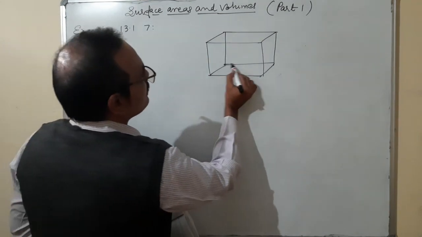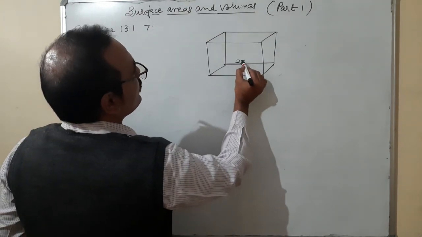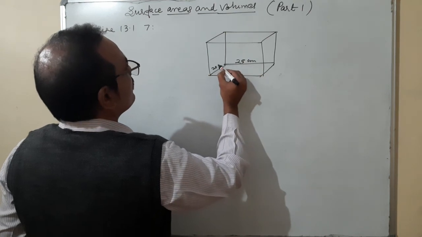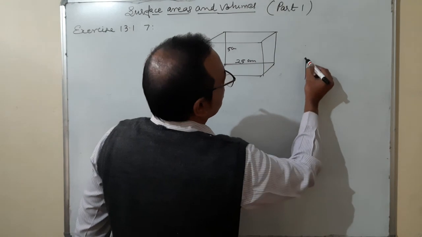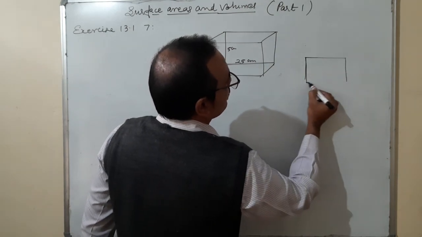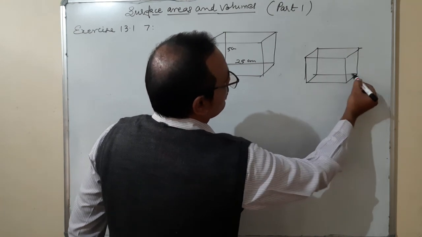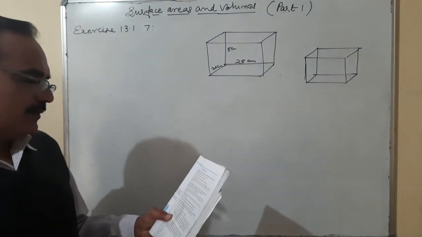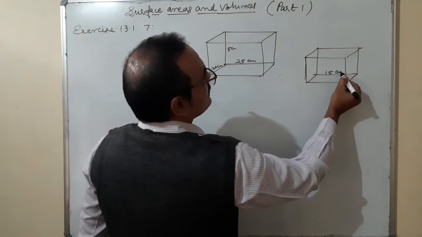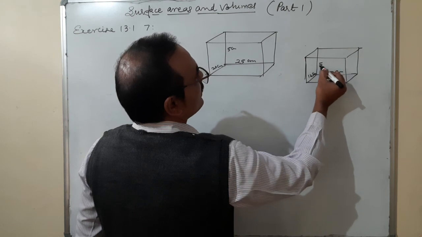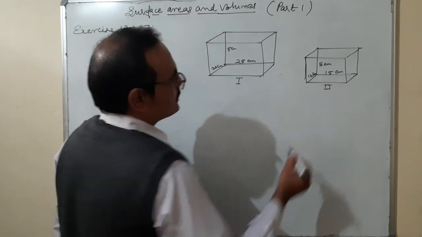Number 1, 25, 20 and 5: 25 centimeter, 20 centimeter and 5 centimeter. Second type of box, that is the smaller dimension, 15, 12 and 5: 15 centimeter, 12 centimeter and 5 centimeter. 2 types of boxes are there in Shanti Sweets stall.